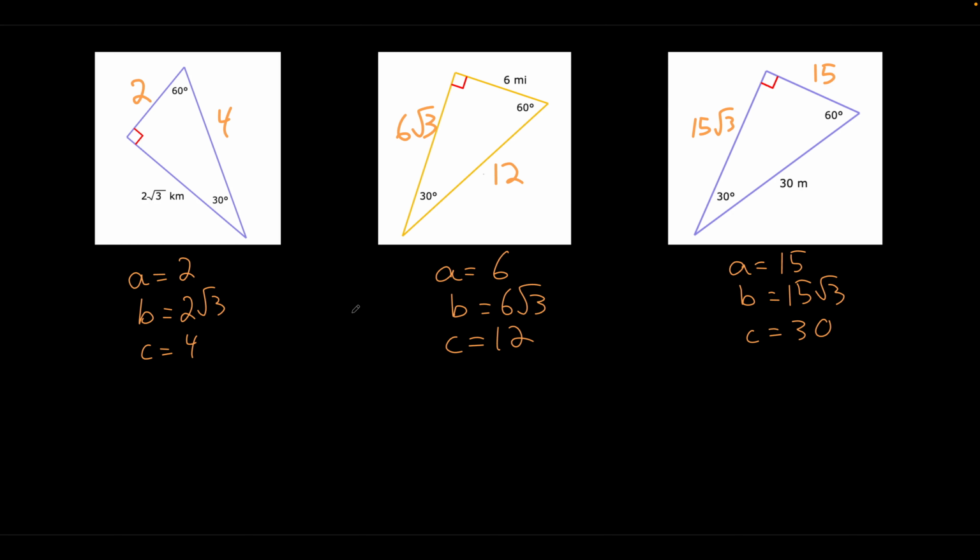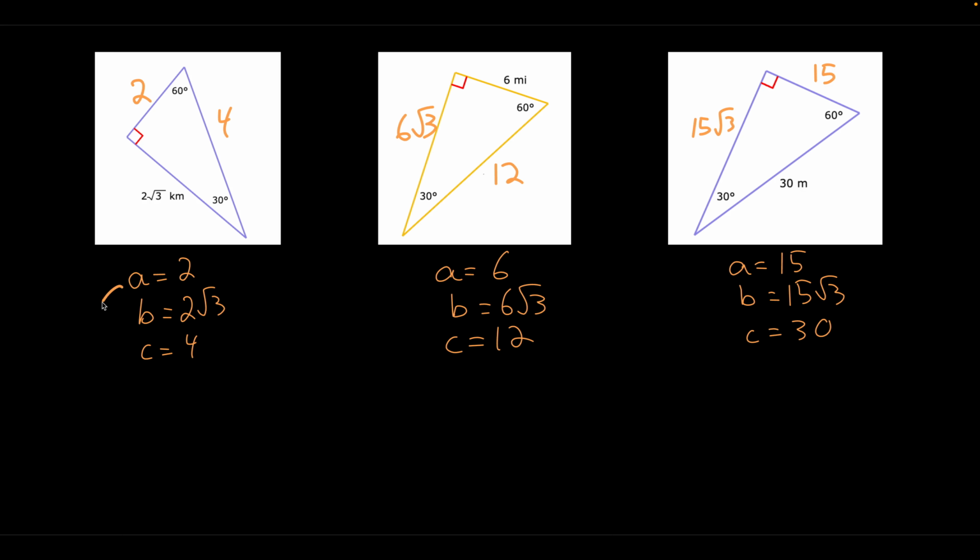All right, same deal. Here are 30, 60, 90 degree triangles, and I've given you the answers. Pause the video, see if you can figure out a pattern here. Okay, now that you've had time to work these problems, let's see what patterns we came up with.